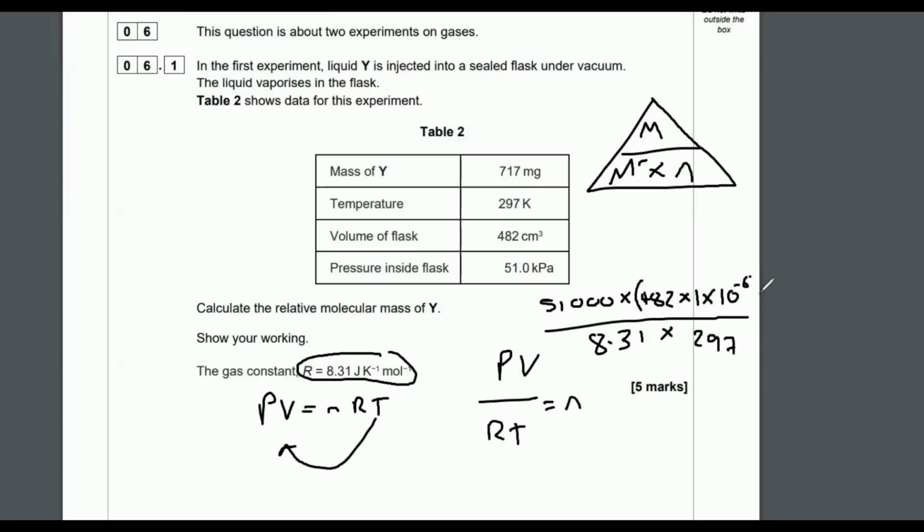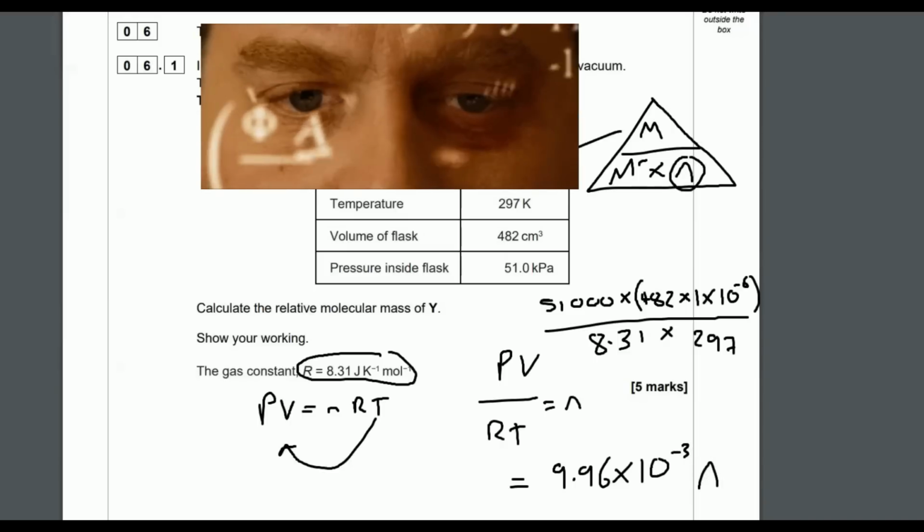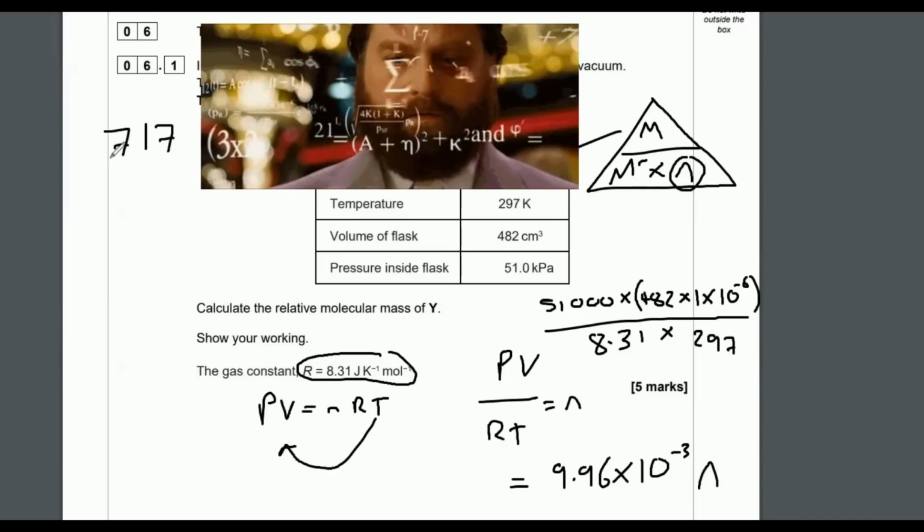I've timesed by 1 times 10 to the minus 6, which is the same result and just a bit easier to write in the working out. Put that over the top of 8.31. The temperature is already in Kelvin, so we can keep it as 297. And if we do that, smash it in the calculator, we get 9.96 times 10 to the minus 3 moles.